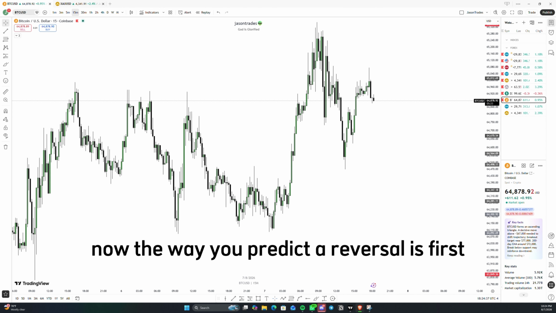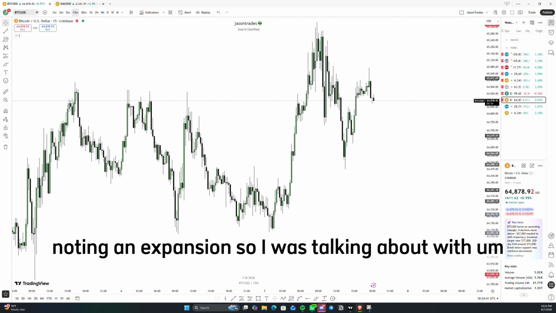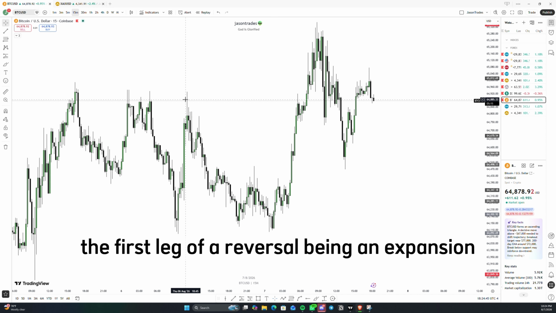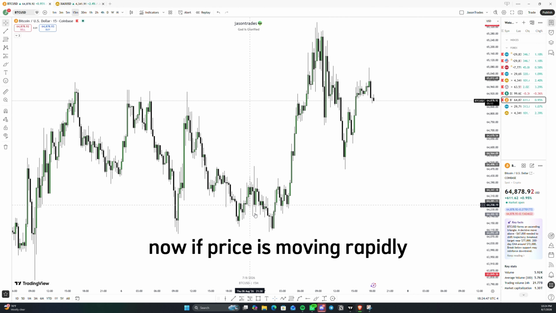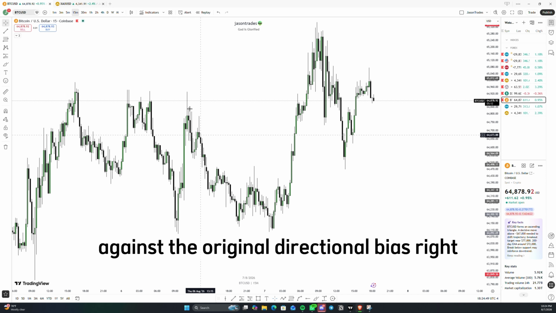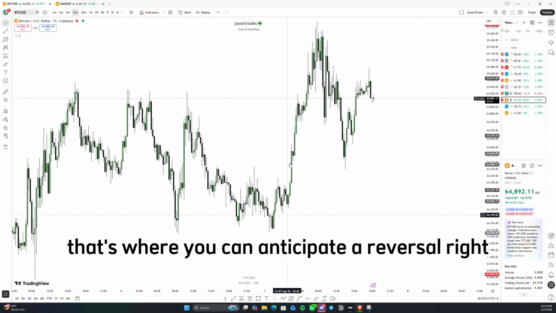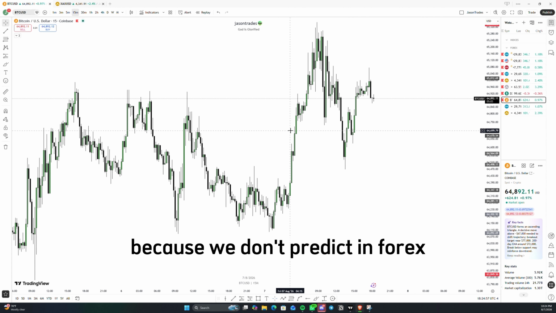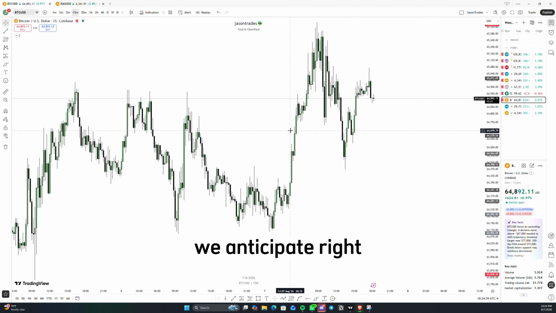liquidity above here. Now, the way you predict a reversal is first noting an expansion. So I was talking about the first leg of a reversal being an expansion. Now, if price is moving rapidly against the original directional bias, that's where you can anticipate a reversal, right? I'm not using the word predict because we don't predict in Forex, we anticipate, right? So yeah, that's what it looks like.